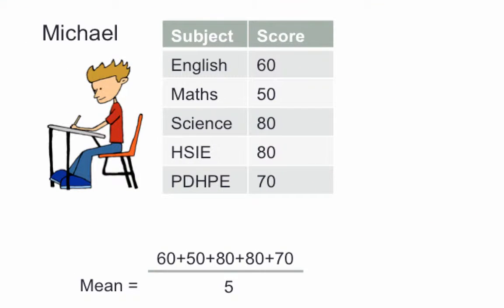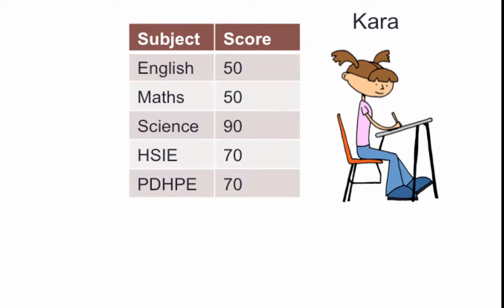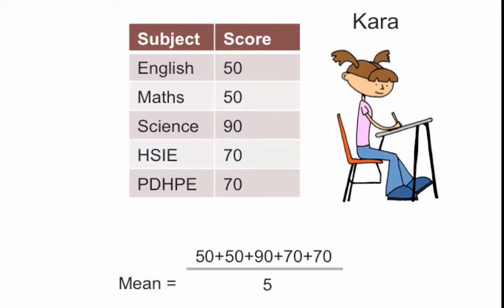So for Michael, we would add the 60, 50, 80, 80 and 70 together, and then we would divide by 5, making sure that we had the answer to our sum before we divided by 5. This would give us an average or a mean of 68 for Michael. For Kara, we would do exactly the same thing. The mean would be the sum of all her scores. We would find that answer first, then we would divide by 5, and this gives us a mean of 66.